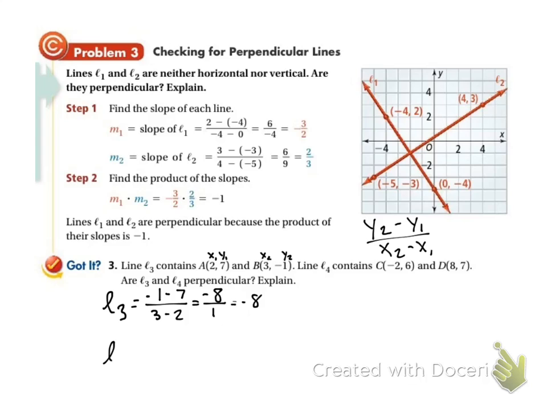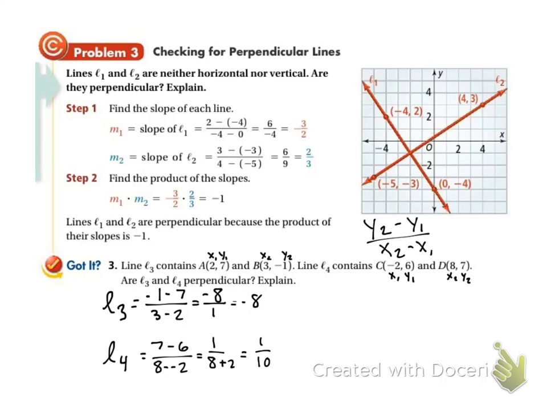And then I'll find the slope of L4. Let me label these points, x1, y1, x2, y2. So I get 7 minus 6 over 8 minus -2. 7 minus 6 is 1. 8 minus -2 is the same thing as 8 plus 2, which is 1 over 10.